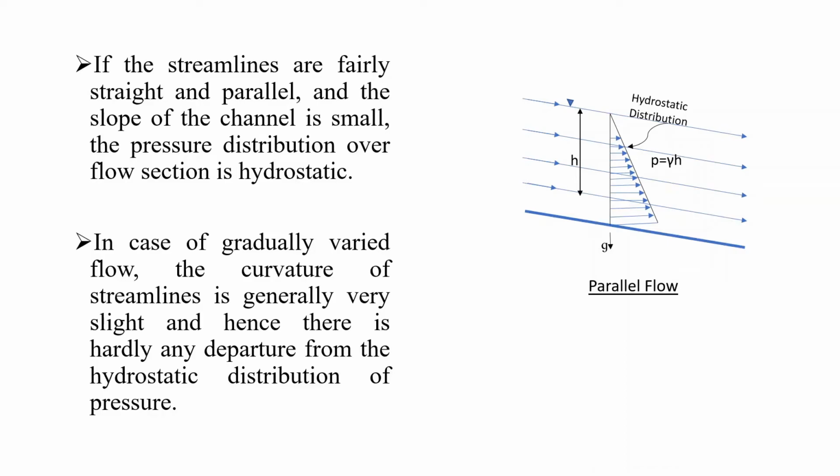If the streamlines are fairly straight and parallel, and the slope of the channel is small, the pressure distribution over a flow section is hydrostatic, as we can see here. P will be equal to gamma into H. And in case of gradually varied flow, the curvature of streamlines is very slight, and so there is hardly any departure from the hydrostatic distribution of pressure. So here also P will be equal to gamma into H.